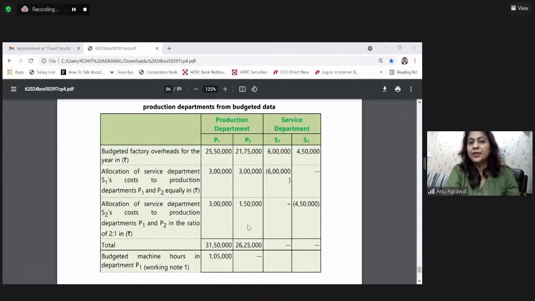First thing they do is divide this. Now I have got all the overheads on the production department. Yes. Now what is the second step?